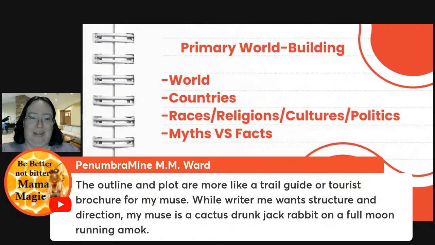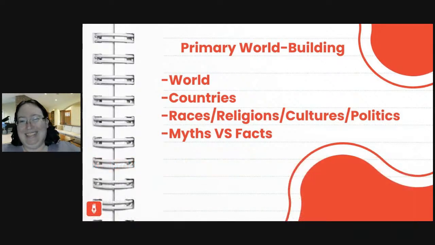I love this. The outline and plot are more like a trail guide or tourist brochure for my muse. While writer me wants structure and direction, my muse is a cactus drunk jackrabbit on a full moon running amok. Oh, we've got to start somewhere. And they're meant to be a guide. These are not firm, fast rules, right?